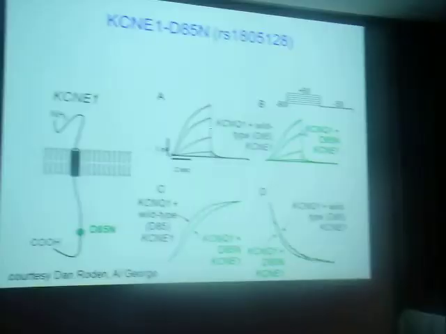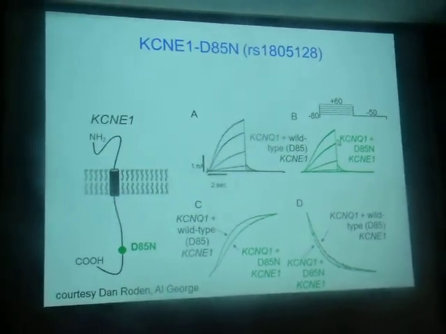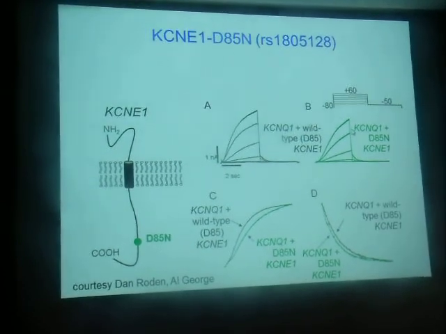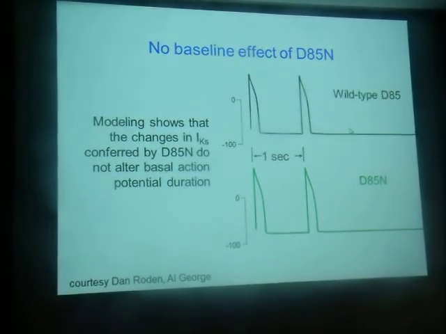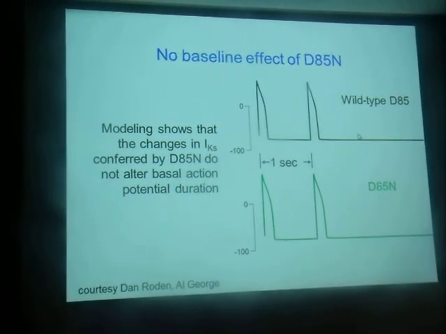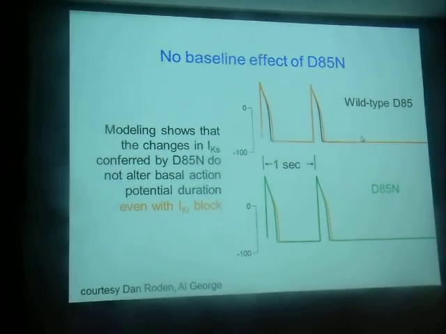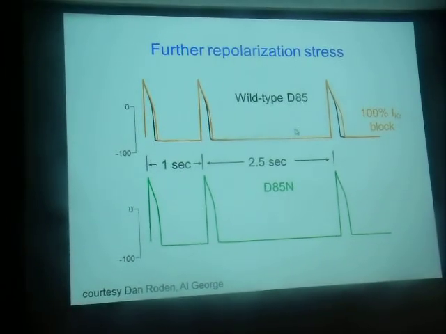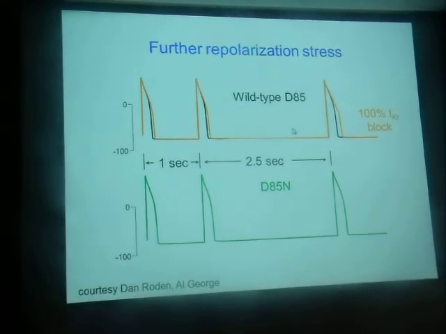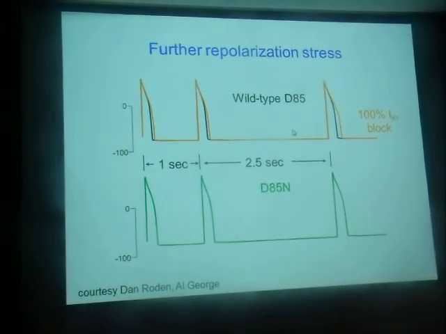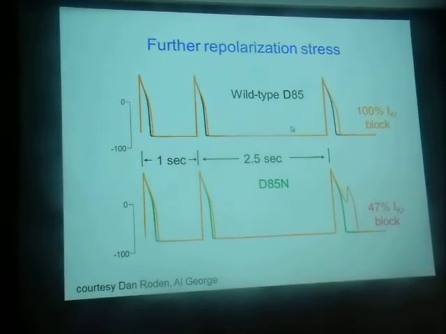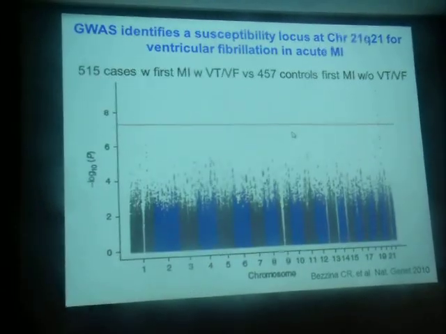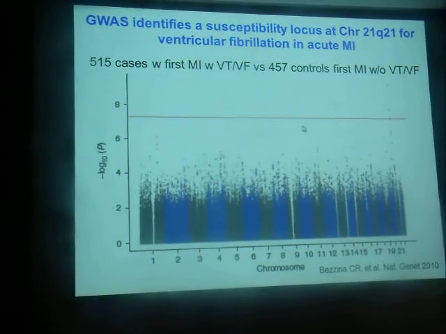And you can see only briefly that with the co-expression of this variant to the KCNQ1 channel, the kinetics of the channel are altered, and in a modeling experiment, the wild type D85 or the mutant D85N show differences with IKr block, and then only with an additional challenge on repolarization. Here in the wild type with 100% IKr block, there's only minimal action potential prolongation, but in the mutant channel only with 50% IKr block, in this model, you see early afterdepolarization, suggestive of the arrhythmogenic mechanism in this.